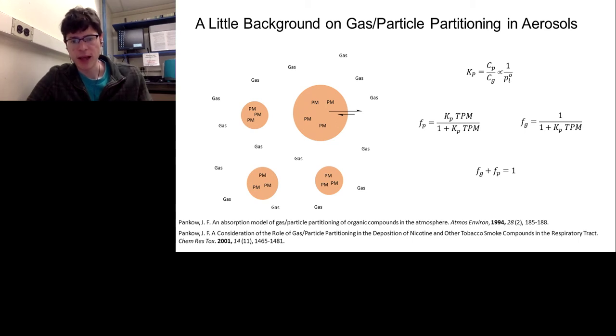and components that are not volatile are going to be in the particle phase. And you can see that Kp, the partition coefficient, is Cp, the concentration of the component in the particle phase, divided by Cg, the concentration of the component in the gas phase. And you can see that it is inversely proportional to the vapor pressure. So when you have a high vapor pressure, the component will want to be in the gas phase. It's pretty intuitive. And we can use those two formulas just below that to calculate what percentage of something is going to be in the gas phase or the particle phase.